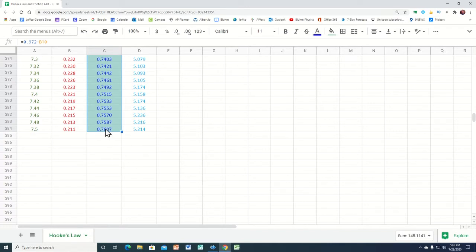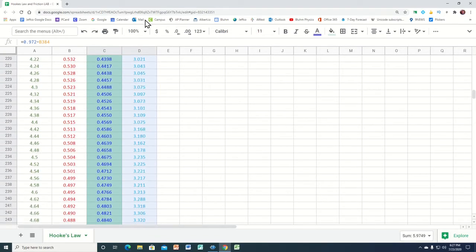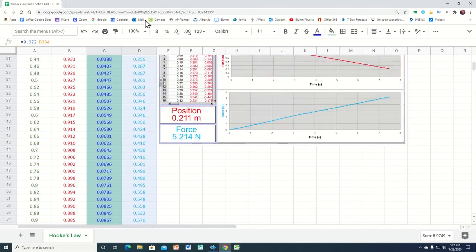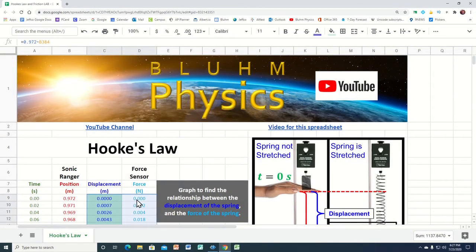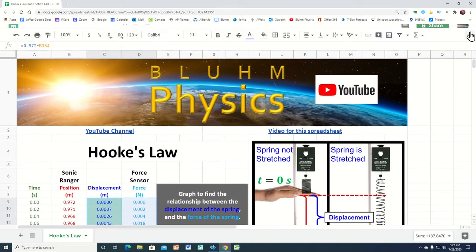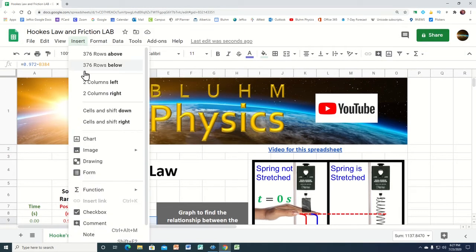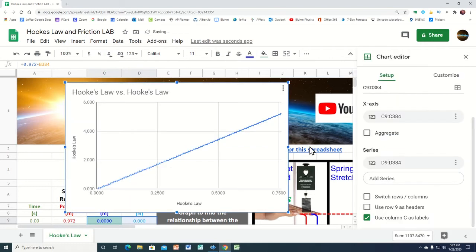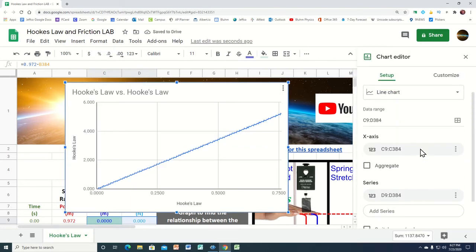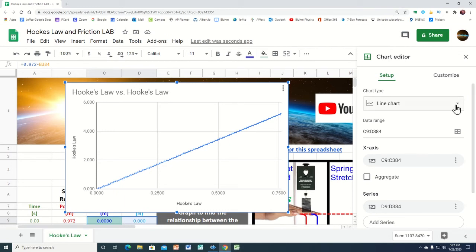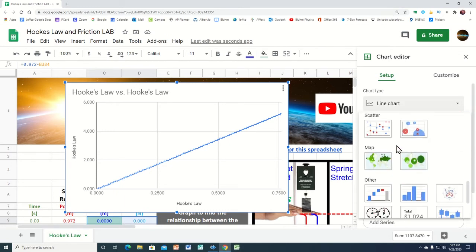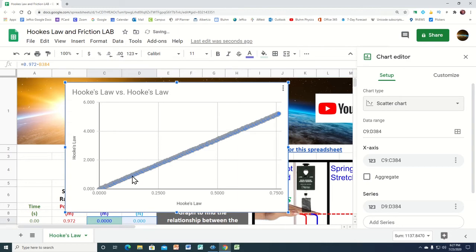While I'm down here, I'm going to go ahead and select this cell and that cell and drag it all the way up like this, because we're going to graph the displacement on the x-axis and the force on the y-axis. So I don't have my options here, so I have to use a little down arrow key there. And I'm going to insert a chart. And it thought we were going to do a line chart. We always want to do a scatter plot. And there we go. Okay.